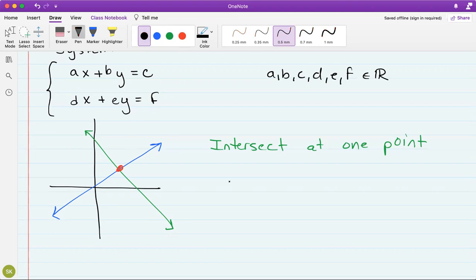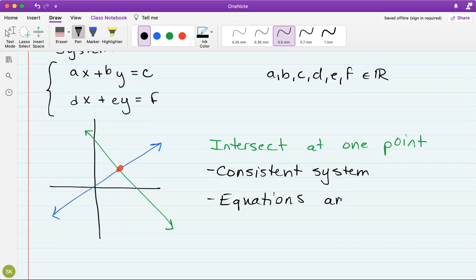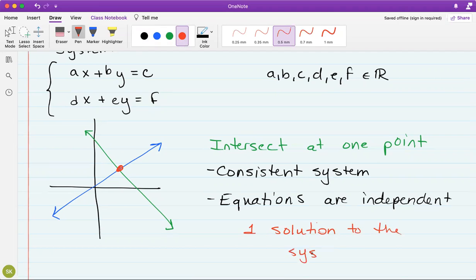When this happens, this is called a consistent system. And the equations, you'll see this sometimes, are independent. And that means we're going to have one solution to the system. That solution is this point right here. Whatever that point is, when you find it, when you see where those two intersect, then that's what you're going to write as the solution.